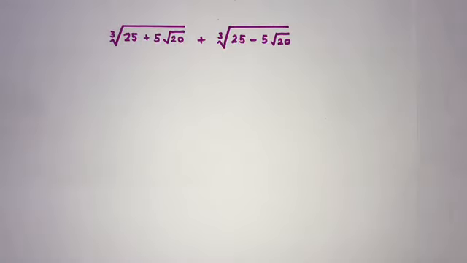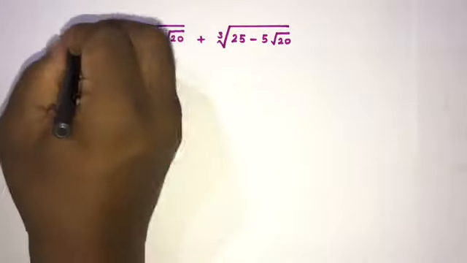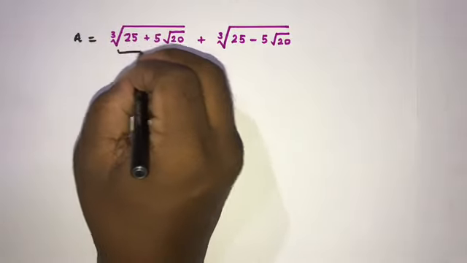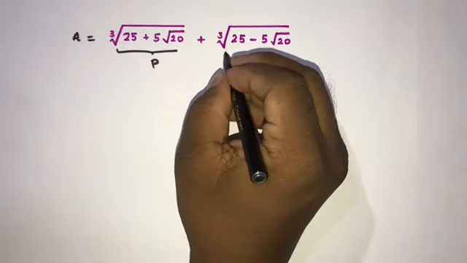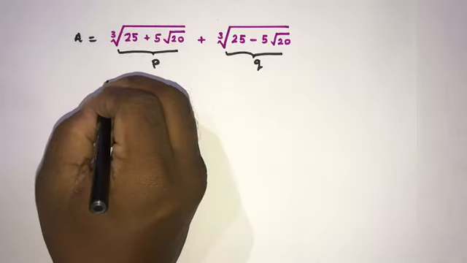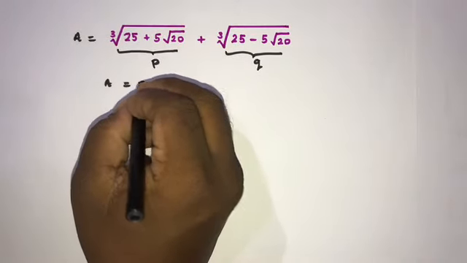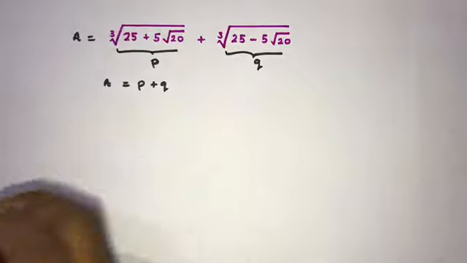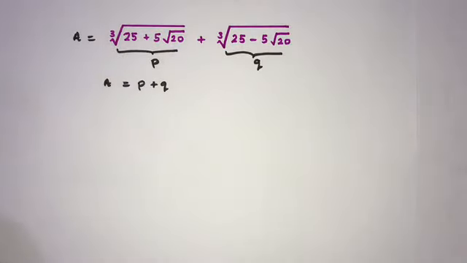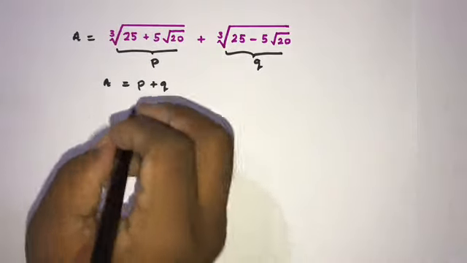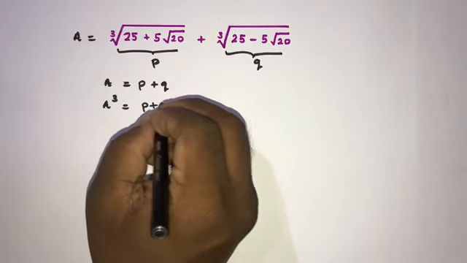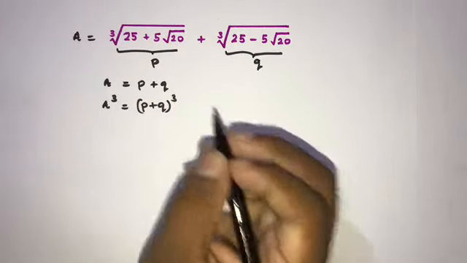How to begin? First, I am going to take this expression equal to a, this part equal to p, and this part equal to q. Now we know a is equal to p plus q. Now here we have cube roots, so I am going to take the third power on both sides, so a cubed is equal to (p plus q) raised to the power 3.